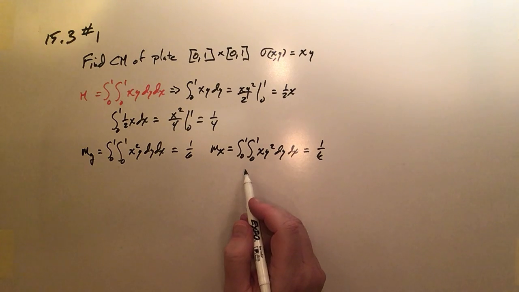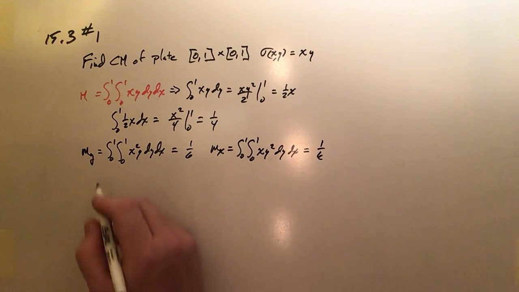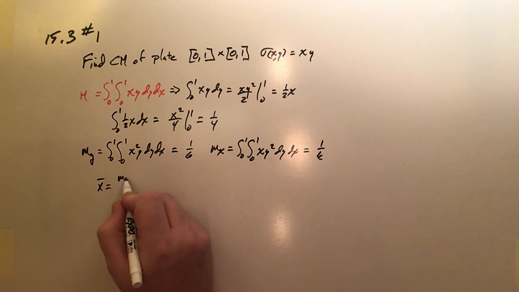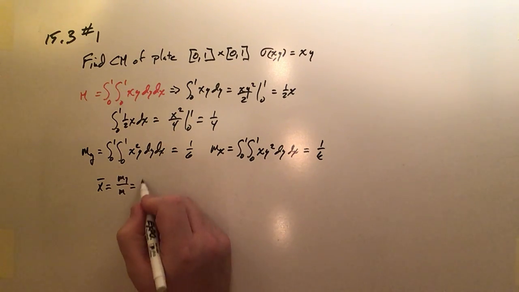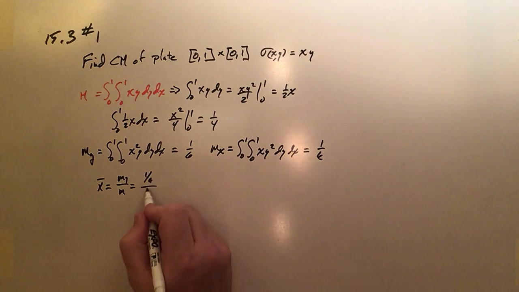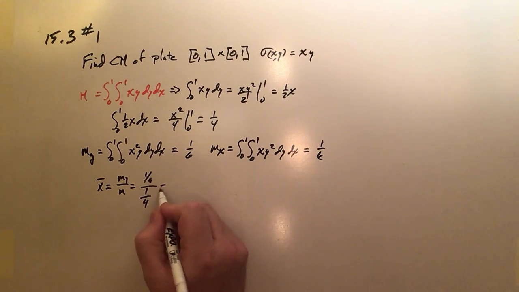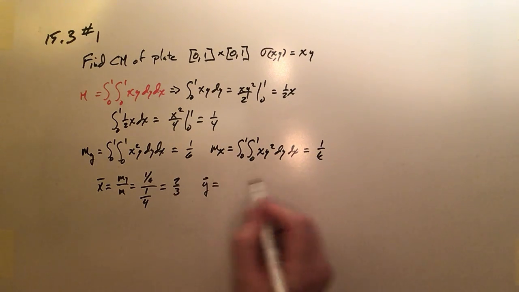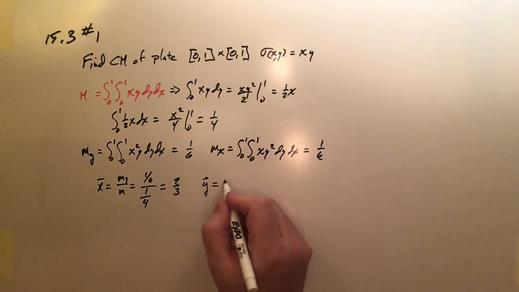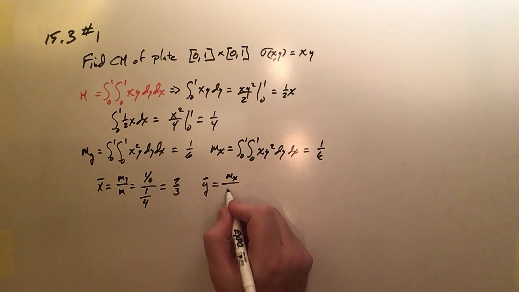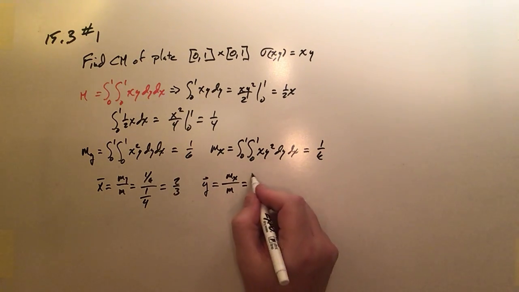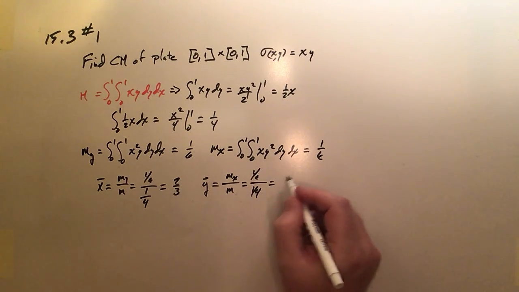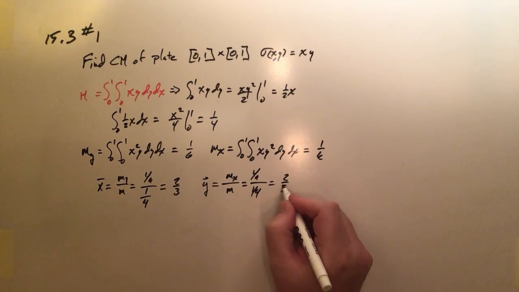And now we're ready to actually calculate our center of mass. So the x center of mass is going to be equal to My over m, and that's going to be 1/6 over 1/4, and that's 2/3. And y will be the same because it's the same ratio. It will be calculated from Mx over m, and that's still 1/6 over 1/4, and that's equal to 2/3.